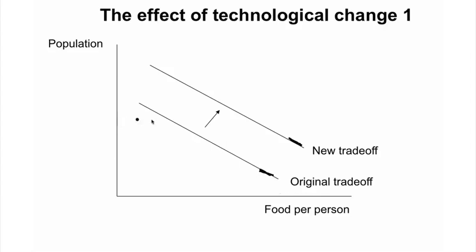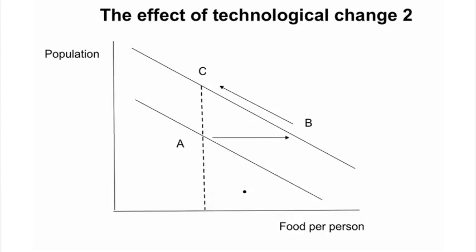This is basically showing that for any level of population, we can get a bigger amount of food than we did before. So there's been some change in technology, which means that at any given level of population, the country or society is able to produce more food than it did before. How would that play out in terms of changes to population and living standards? Well, I've described that on the next slide.